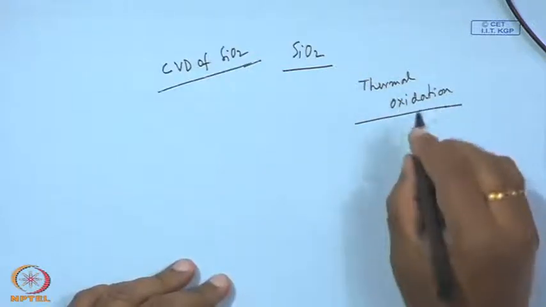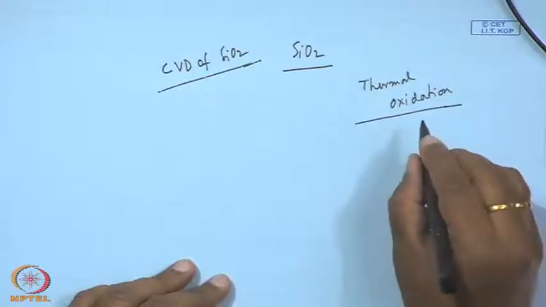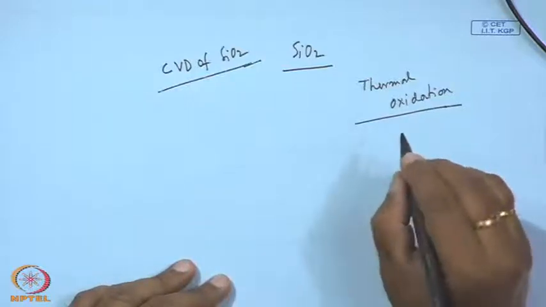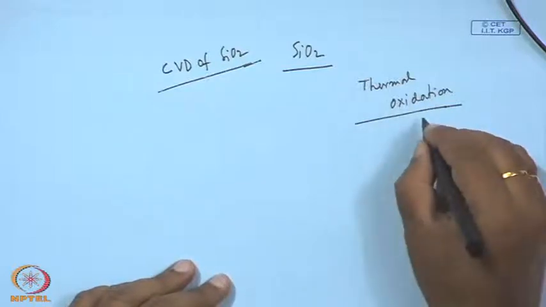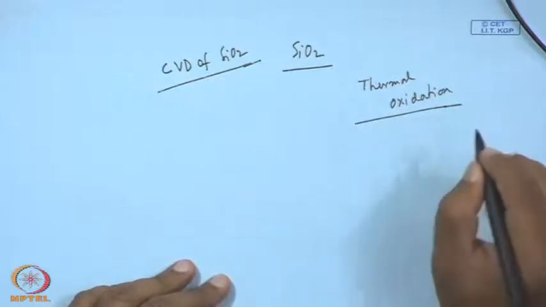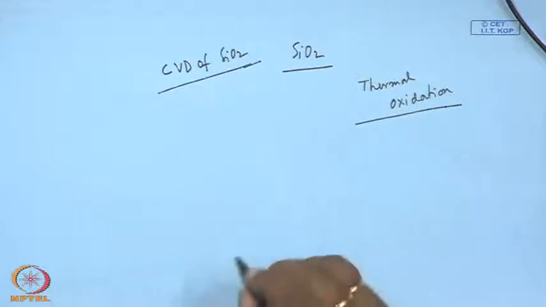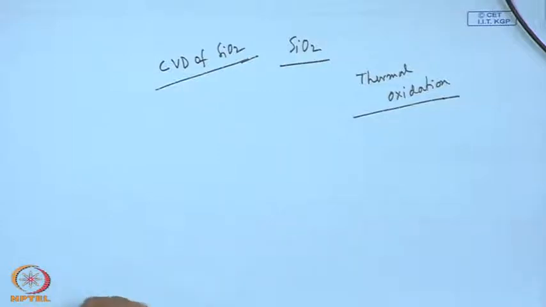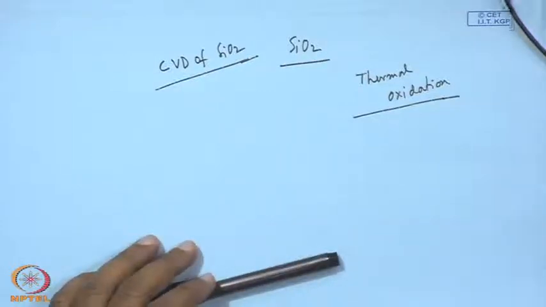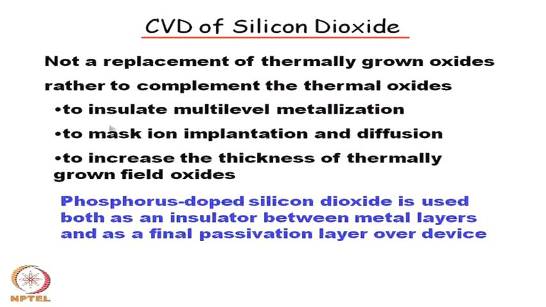Remember that thermally grown thin films of SiO2 are excellent in electrical properties. They are very thin, the growth rate is very small, and in CVD you can grow a thicker layer of SiO2, and those are used basically to insulate multi-level metallization, to mask ion implantation and diffusion, and to increase the thickness of thermally grown field oxides.